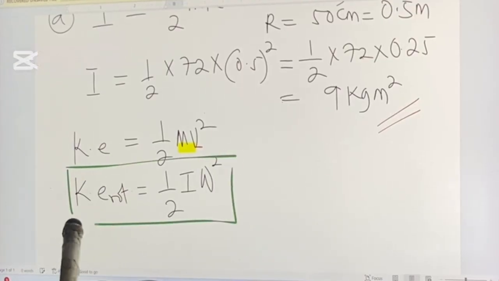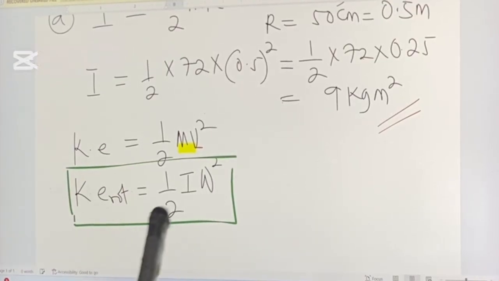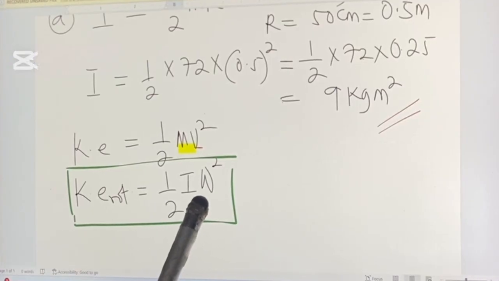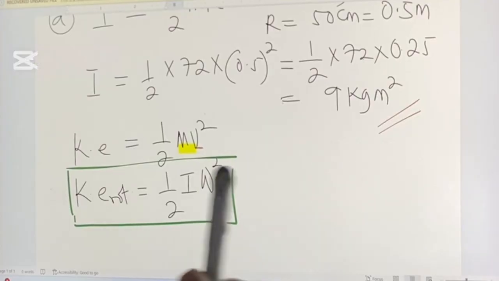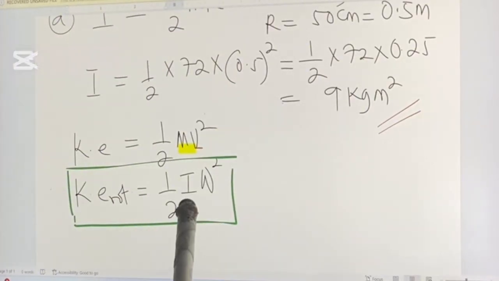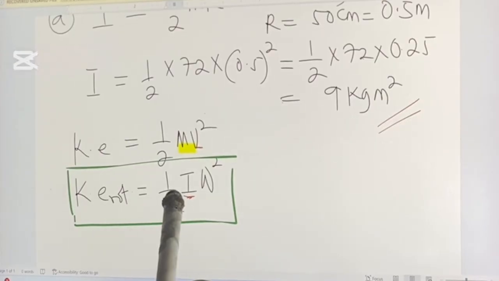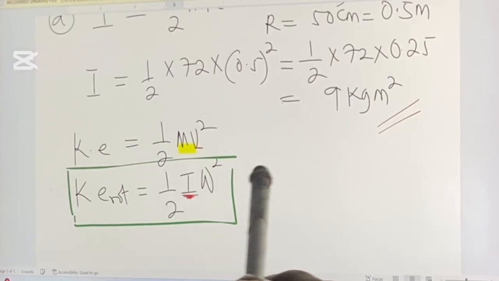Please take note. What does it mean here? It means that this I is representing moment of inertia, and omega is representing angular velocity. This moment of inertia depends on the shape mentioned in that equation. Please take note, okay?